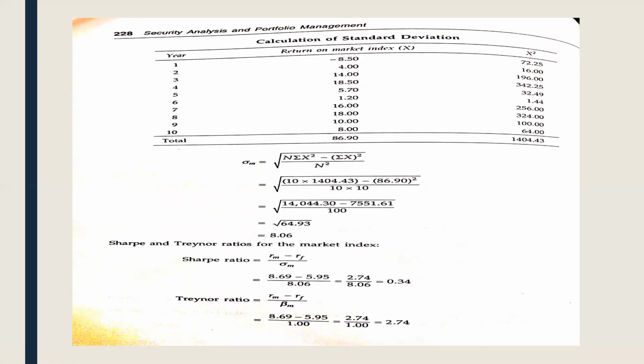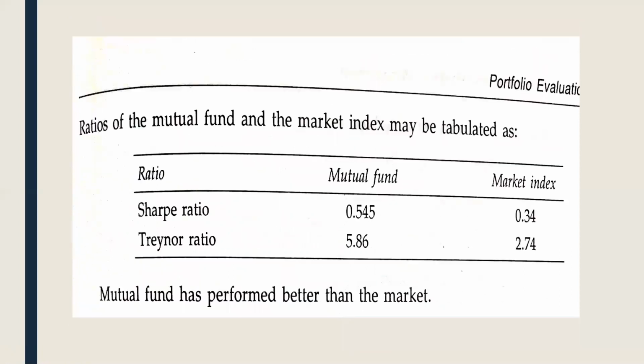Now, Treynor's ratio, the numerator will be the same. We're going to divide it with the beta of the market. The beta value of the market is not given anywhere in the question. In that case, we'll assume that the beta value is 1. So the answer that we got is 2.74. Now we're going to write down everything we got in the table so it will be easy to compare. Sharpe's ratio for the mutual fund is 0.545 and for the market index is 0.34. Treynor's ratio for the mutual fund is 5.86 and for the market index is 2.74.